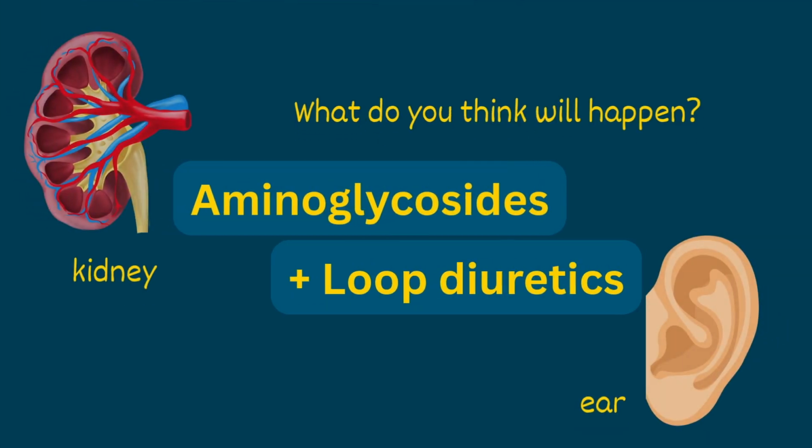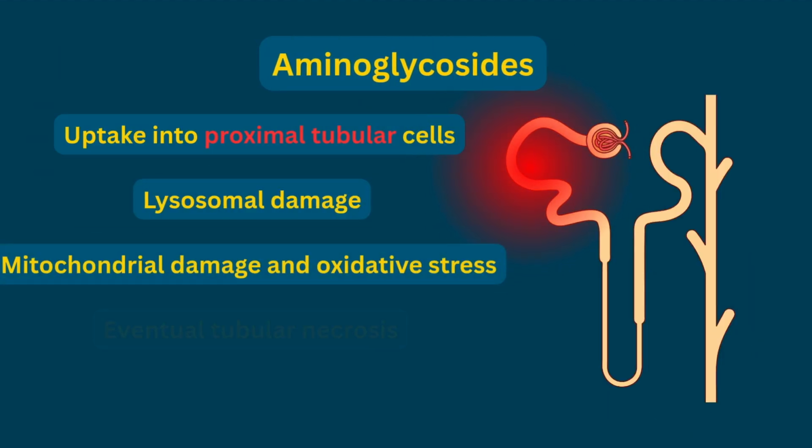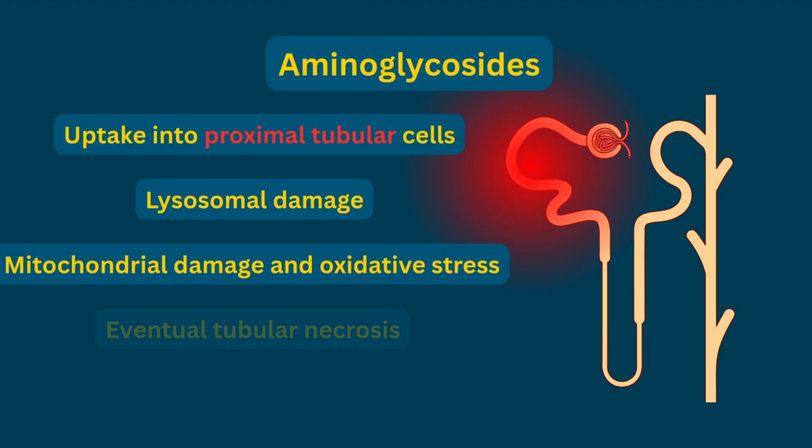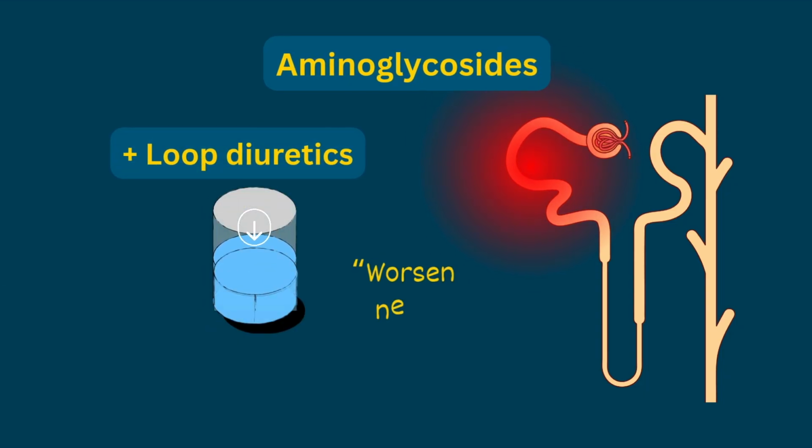Aminoglycosides are nephrotoxic by themselves, damaging proximal tubule cells through lysosomal rupture and oxidative stress. Loop diuretics cause volume contraction and lower renal blood flow, amplifying this toxicity.